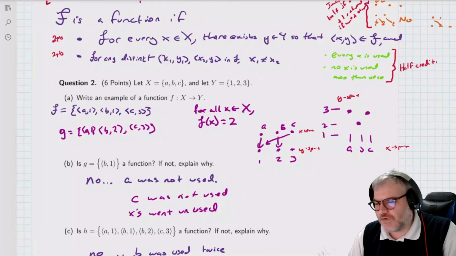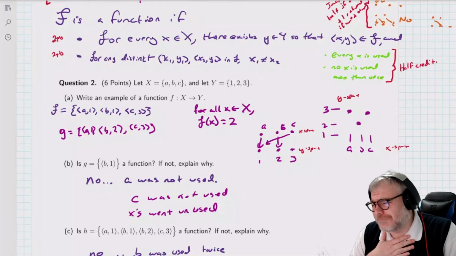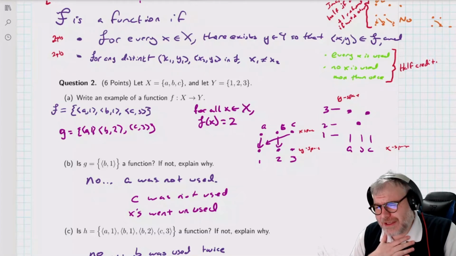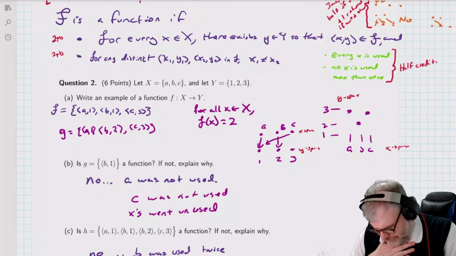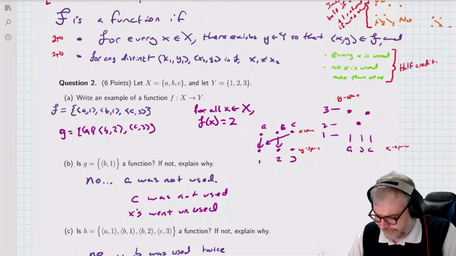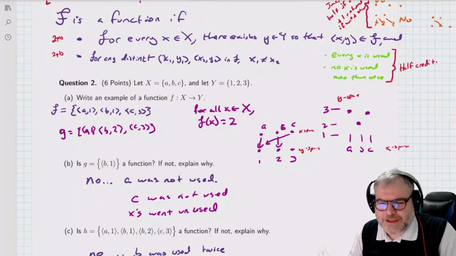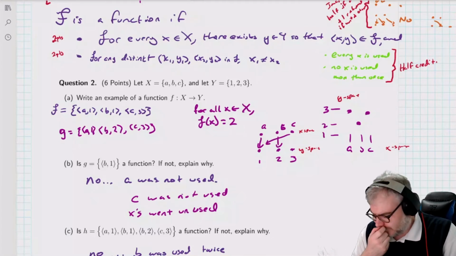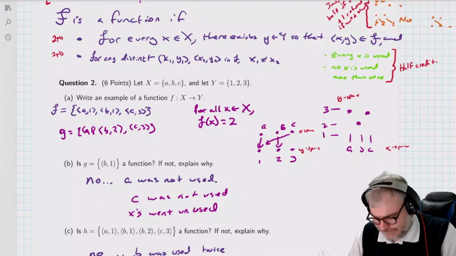Oh, if you forgot the f equals, I'm going to cry. It's going to hurt my feelings. You forgot the f. Yeah, okay. But you should have it. You want a complete sentence.